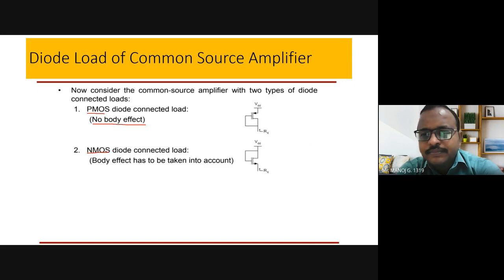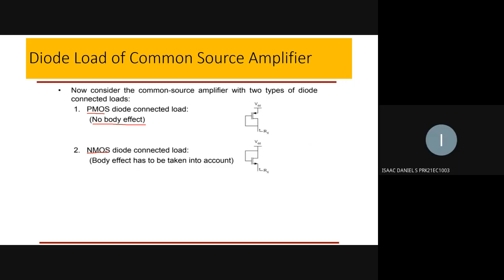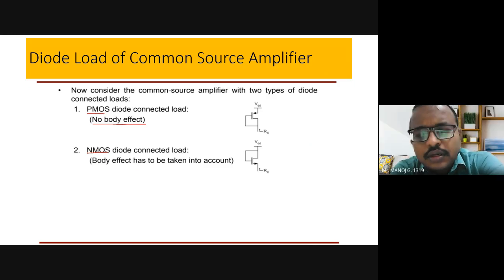Isaac, are you there, sir? Yes, sir. Isaac, why do you have no body effect in the PMOS generally? Because of the lower mobility of holes, the depletion region is a little more difficult to form. So I'm not sure. Mobility is not the factor now.